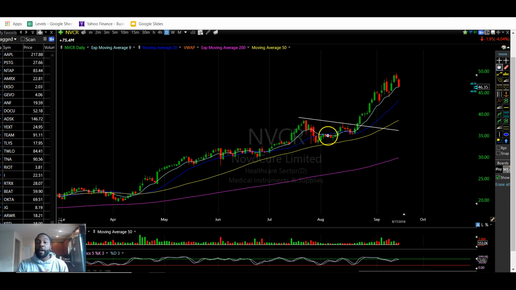Bounces off of the 50 moving average, comes up, gets rejected by your 9 exponential moving average and your 20 a little bit, comes back down, bounces off of your 50 again, and then finally squeezes over the 9 exponential moving average and your 20 moving average. But now we have some downtrend resistance. We have some overhead resistance we've got to try to break out of, right?